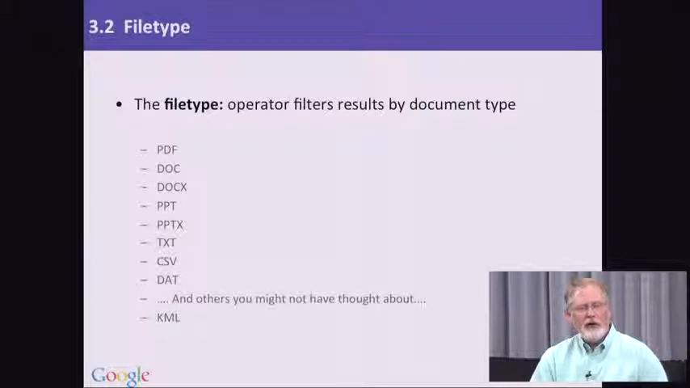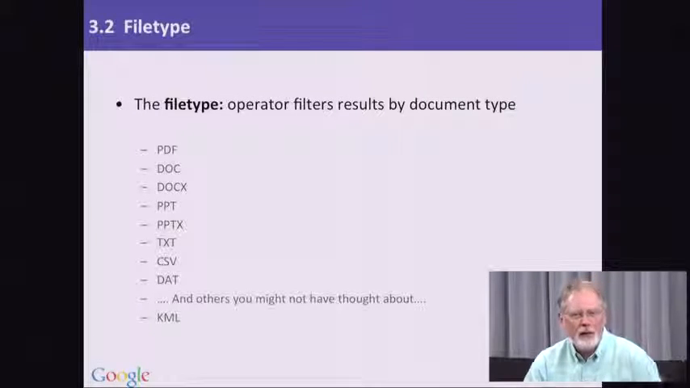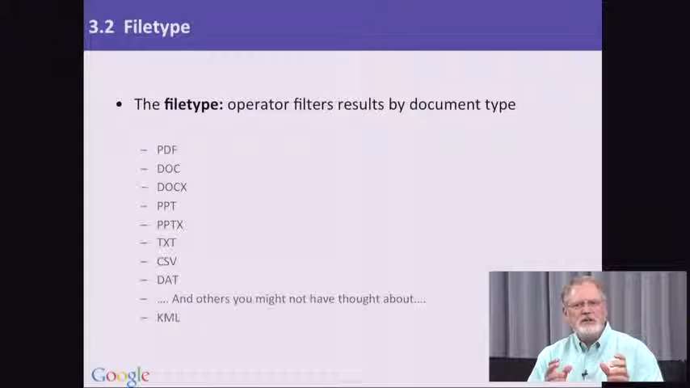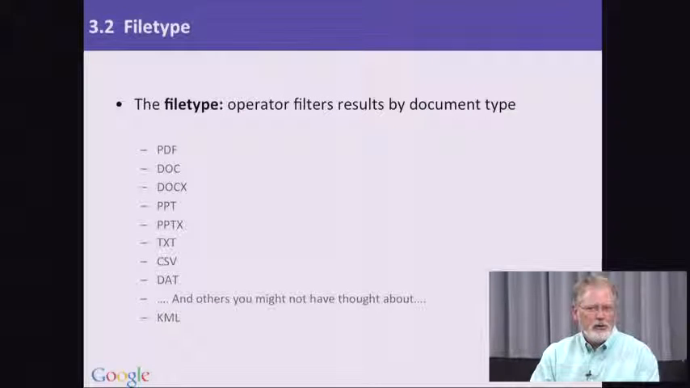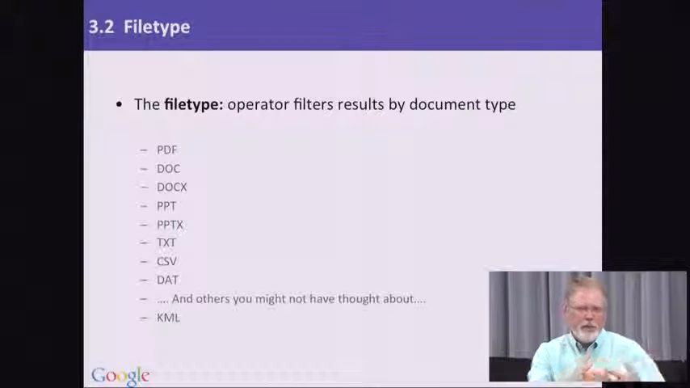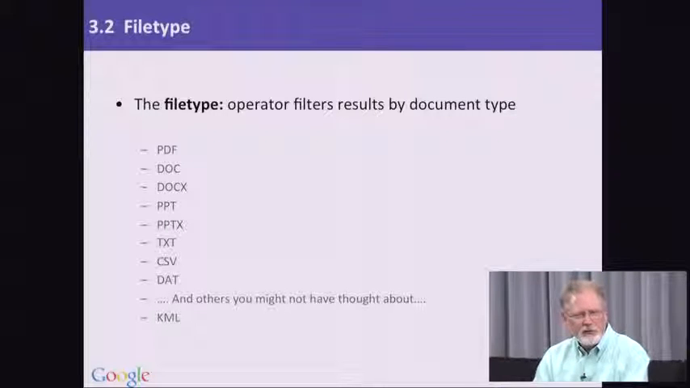There's some others you might not have thought about. For example, KML, which is used in the Google Earth product, and I'll give you a demonstration of that in a second. One thing to remember about file type is that you can use it in combination with site: So if you say site:stanford.edu, filetype:pdf, you can then make a query which starts to build up all these different pieces. Let me demonstrate this for you.